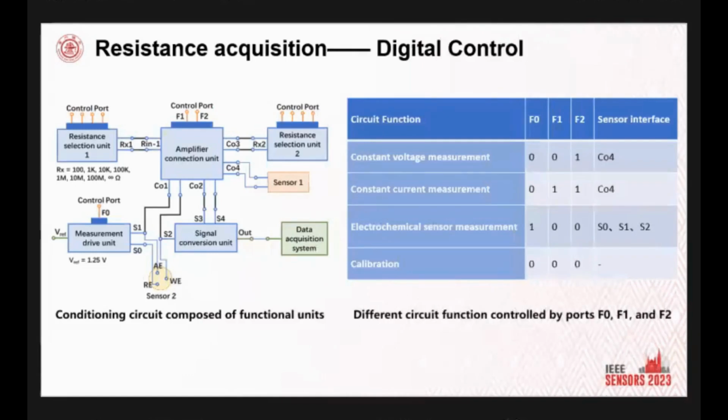By setting the control ports F0, F1, and F2, changing the position of the sensor pin port, the circuit can achieve different functions. By adjusting the value of G1, G2, G3, and G4, 2 independent resistance selection units can be set with different load values to dynamically adjust the gain and measurement range during the test.